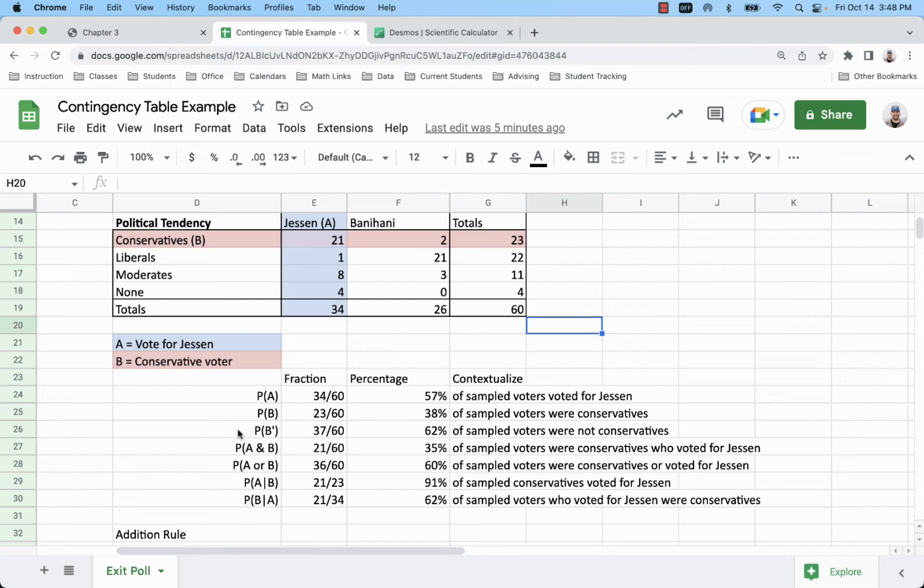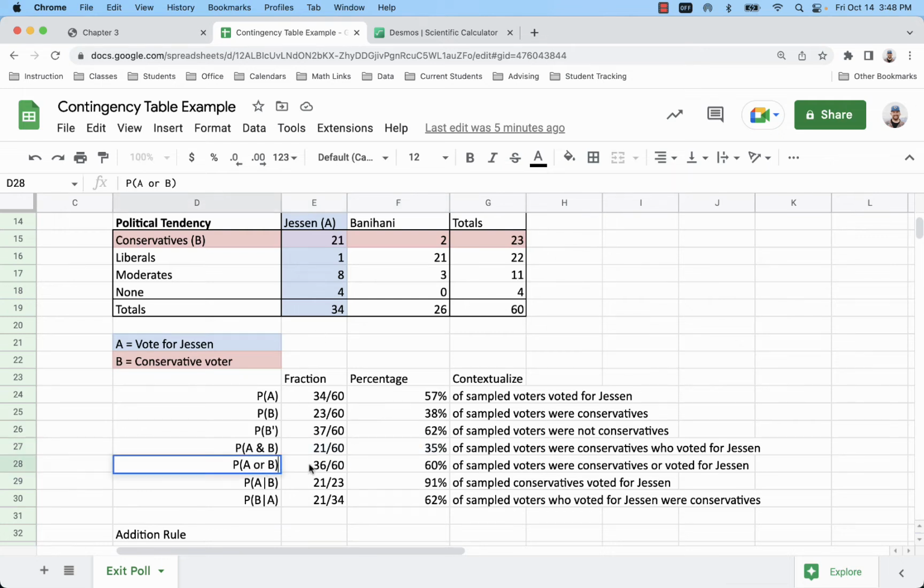And in the homework, you might have some problems that get a little deeper into that complementary probability, and I will do a separate video for those. The next one is the intersection, A and B. It's people who meet both requirements, so it's actually where these two things intersect or cross. That's 21 voters in the intersection out of 60, 35%.